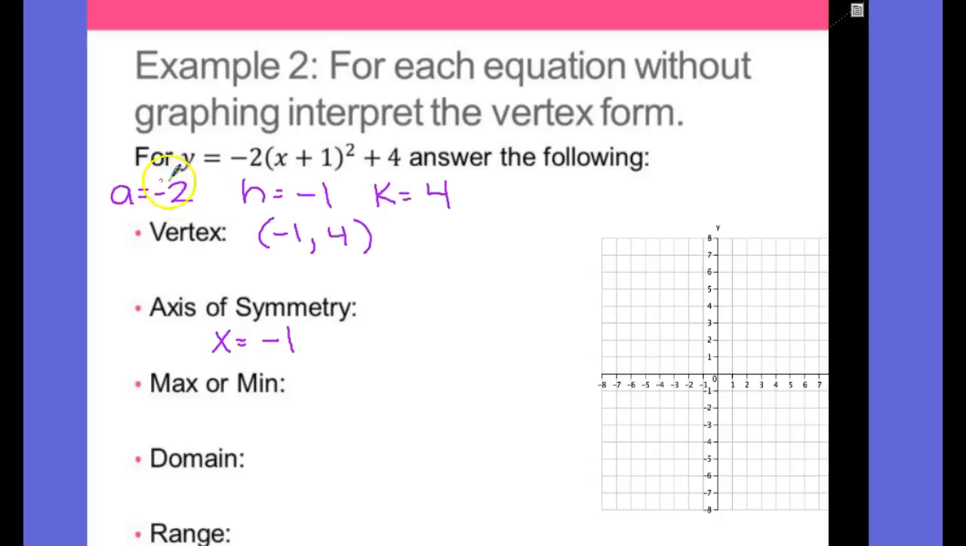This time, A is negative, therefore I have a max at 4. Domain never changes. If you have a max, that's my highest point. So now all the y's are less than that value. So if you have a min, they're greater than. A max, they're less than.